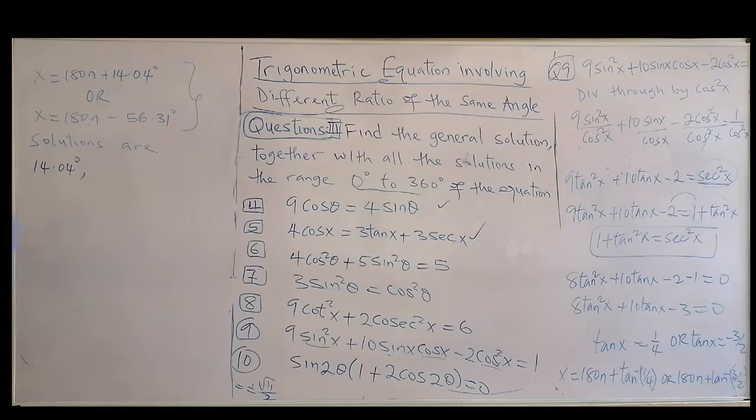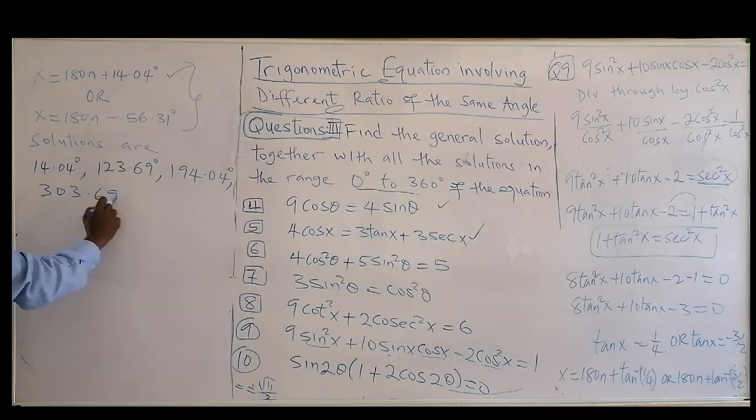N equal to 1 here, we have 123.69. Here we have 194.04 when n is equal to 1. N equal to 2, this will be knocked out. It will be outside the range. But here we can have n equal to 2, that's 360 minus 56.31, and that will be equal to 303.69 degrees. So these are the solutions for that question. Okay?